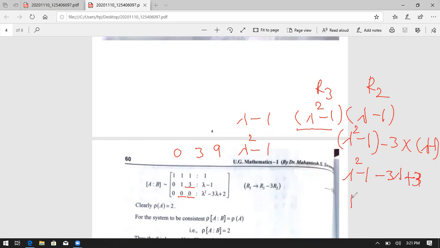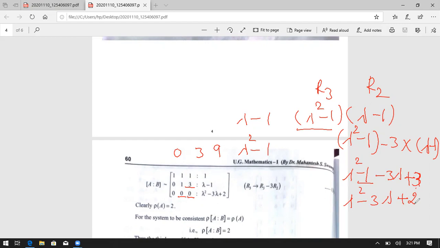Okay, finally lambda square. Here minus 1 is there, here plus 3, that is 2. That's why lambda square minus 3 lambda, then plus 2. Okay, this is one equation, ax square plus bx plus c, that is the quadratic equation.